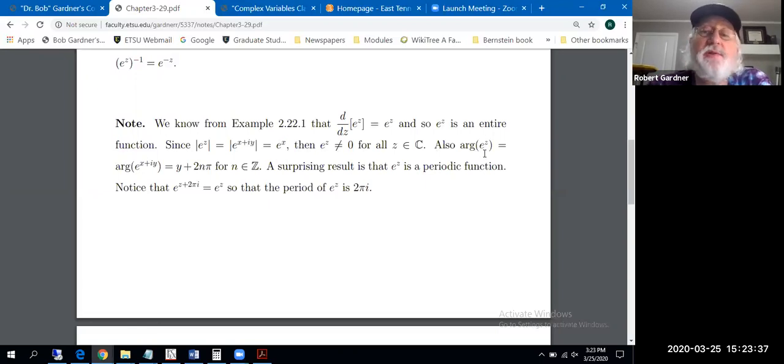In terms of arguments, notice we're dealing with a lowercase a argument. The lowercase a argument of e to the z, of e to the x plus iy, is simply y, but of course we get all those multiples of 2 pi. Remember, we're treating the lowercase a argument as a set valued function. Brown and Churchill treat it as a multiple valued function.